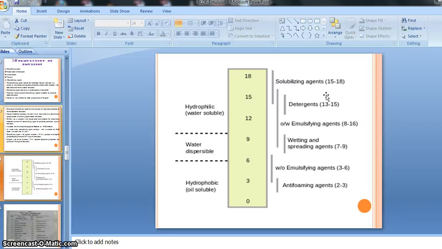You know detergent, the one we use at home, the common laundry detergent, right? This kind of detergent contains this kind of water soluble agent. If we put it into water, it will easily dissolve or distribute, right? Then there are solubilizing agents, such as propylene glycol, polyethylene glycol and glycerin.